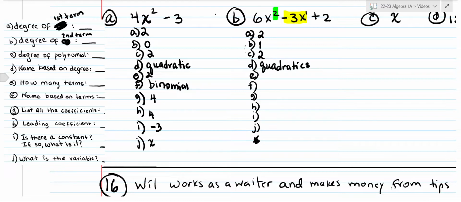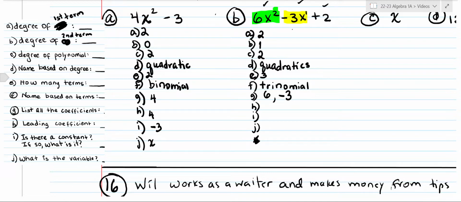Letter E, how many terms? In this one we have 3 terms. F, name based on terms, a trinomial. G, list all the coefficients. Well, how many terms have variables? 2 of them, the first term and the second term. So the coefficients are going to be the numbers in front. The number in front is a 6, and there's also a negative 3.